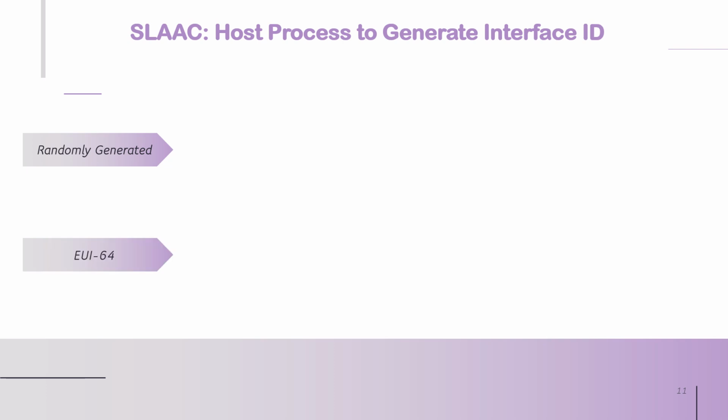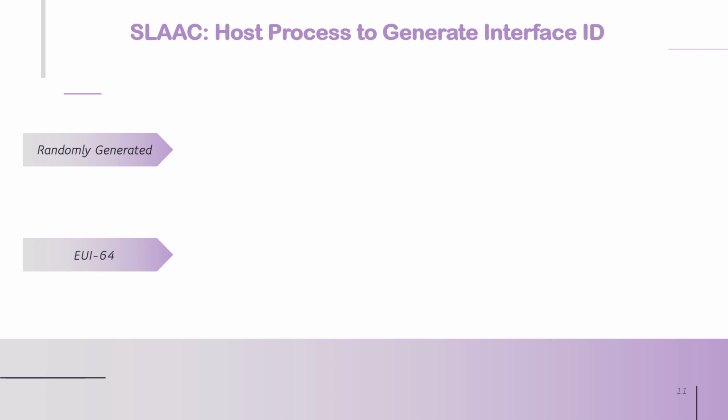And we have the second one, where the host creates an interface ID by using its 48-bit MAC address. The host inserts the hex value FFFE in the middle of the address and flips the 7th bit of the interface ID. This changes the value of the second hexadecimal digit of the interface ID. Some operating systems default to the randomly generated interface ID instead of this method, due to privacy concerns. This is because the Ethernet MAC address of the host is used to create the interface ID.